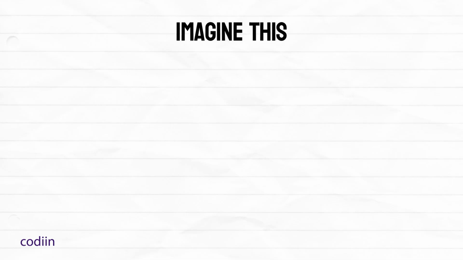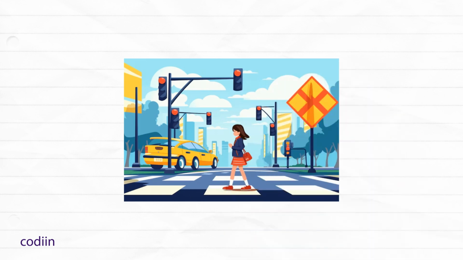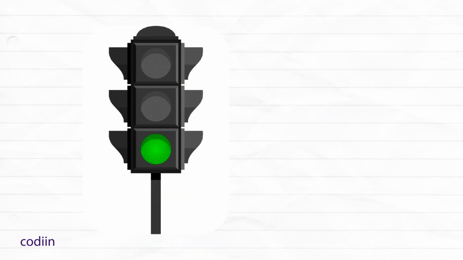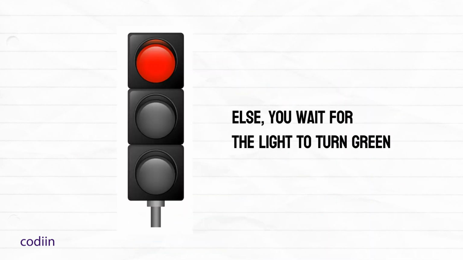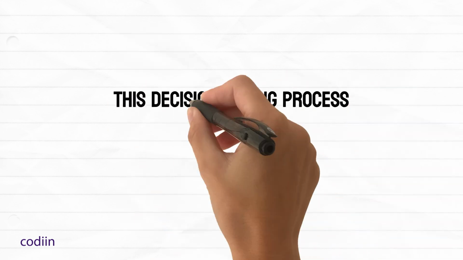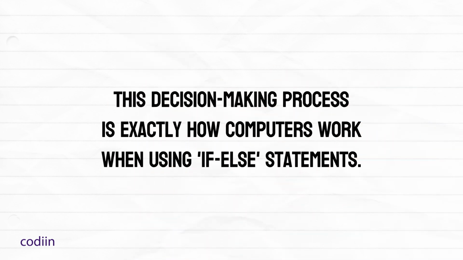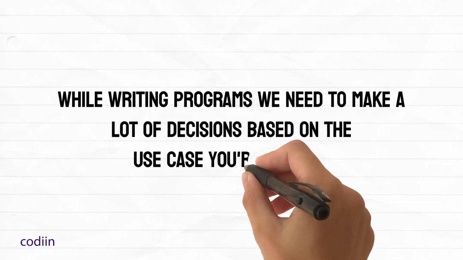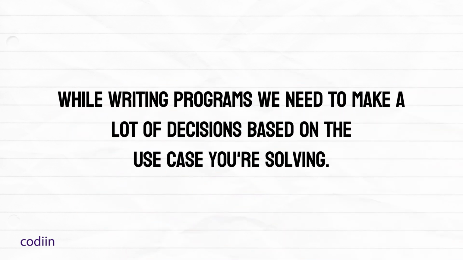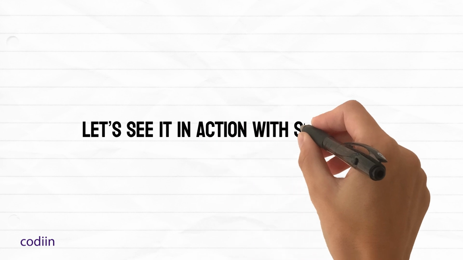Imagine this. You're standing at a pedestrian crossing. If the traffic light is green, you cross the road. Else, you wait for the light to turn green. This decision-making process is exactly how computers work when using if-else statements. While writing programs, we need to make a lot of decisions based on the use case you're solving. Let's see it in action with some code.